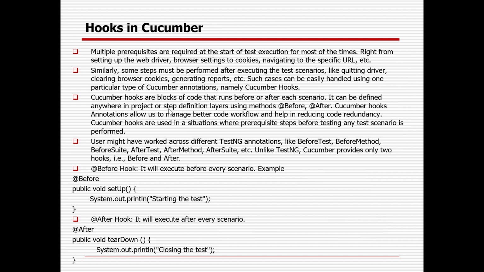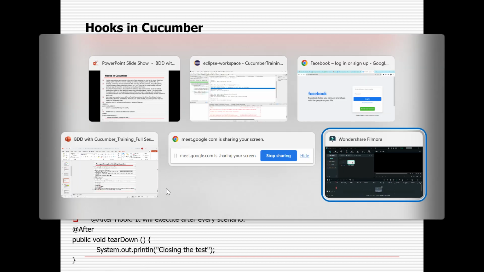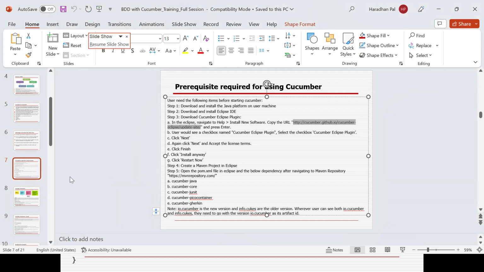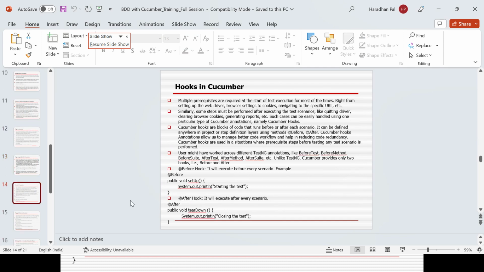Cucumber hooks are used in a situation where a precondition or prerequisite step is performed before testing any scenario. You have already seen the different test hooks, but here you will have only two hooks, the before hook and the after hook. So let's try to copy those hooks here. I will not be writing it, I'll simply go here and copy it.